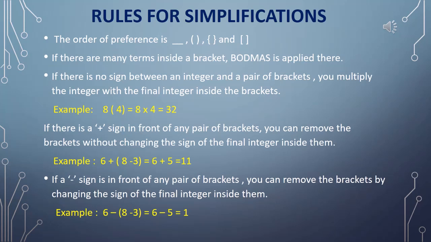In the fifth rule, when there is a negative sign before a pair of brackets, then all signs within the bracket change while removing the brackets. For example, if we have 6 minus (8 minus 3) within brackets, when we remove the brackets, the negative sign will change the sign of the final term inside the brackets, that is 5, which means that plus 5 will change into minus 5. So we will write it as 6 minus 5 is equal to 1.